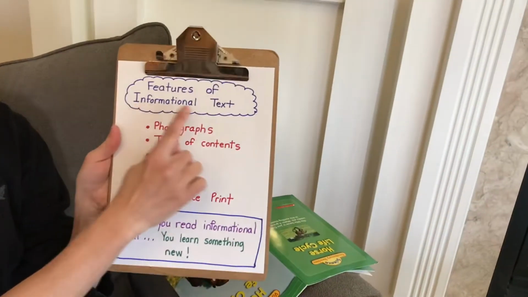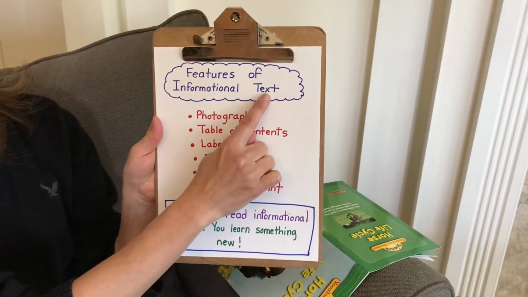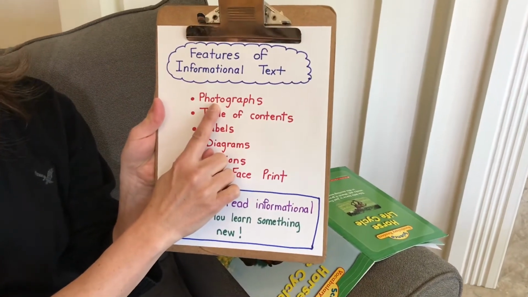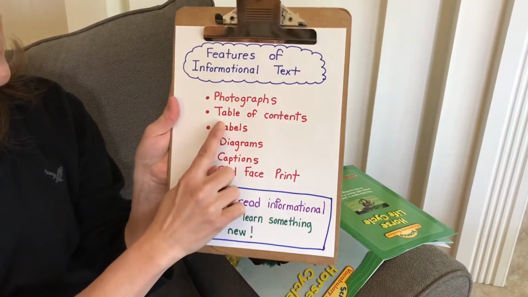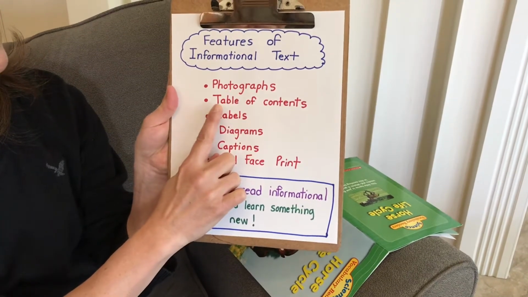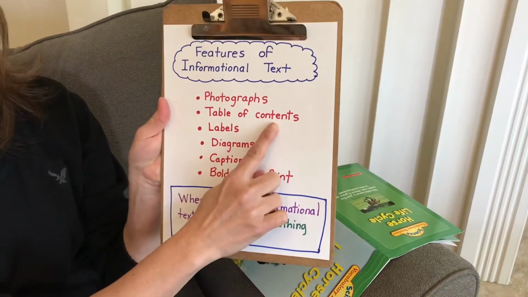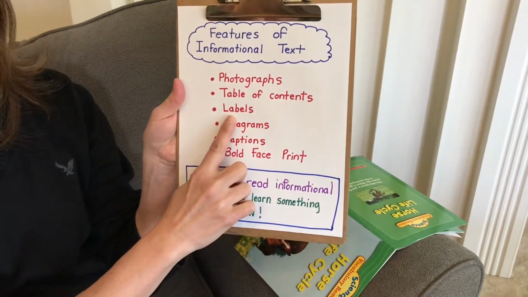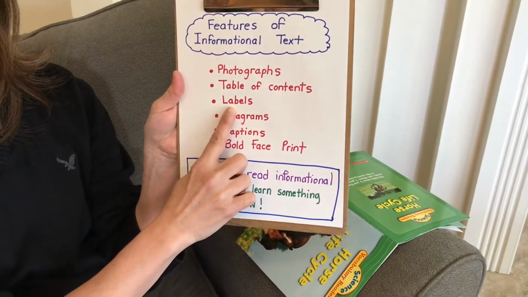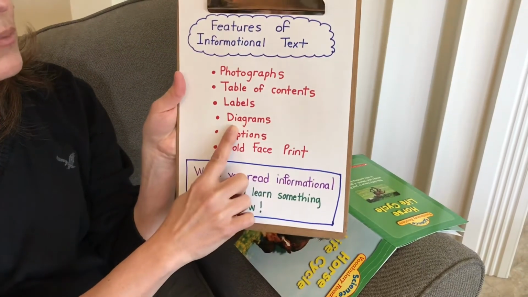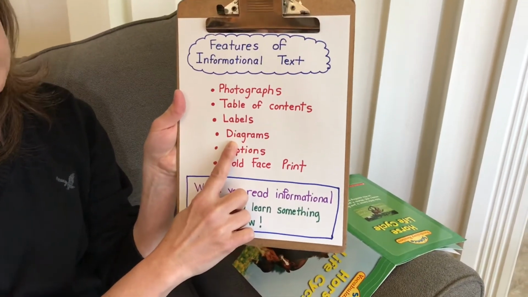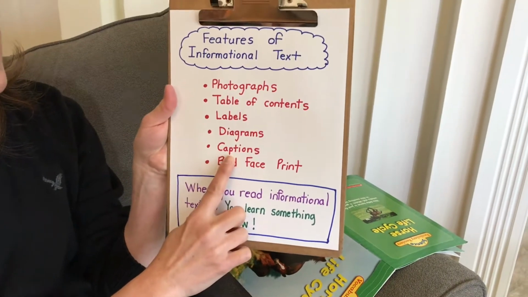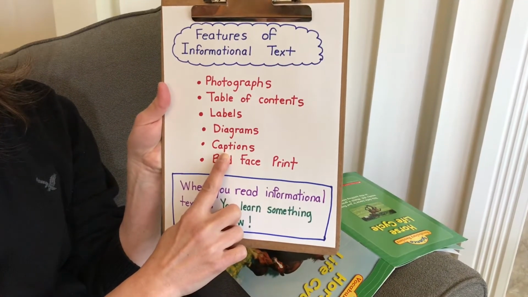Features of informational text. Remember, we said sometimes informational text has photographs. Those are pictures that are taken with a camera. Sometimes informational text has a table of contents. That's where it tells what's in the book. Sometimes it has labels. Those are arrows on the picture telling about parts of the picture. Sometimes it has diagrams and charts, which tell more about what's happening in the picture. Sometimes it has captions, which are sentences on the picture.